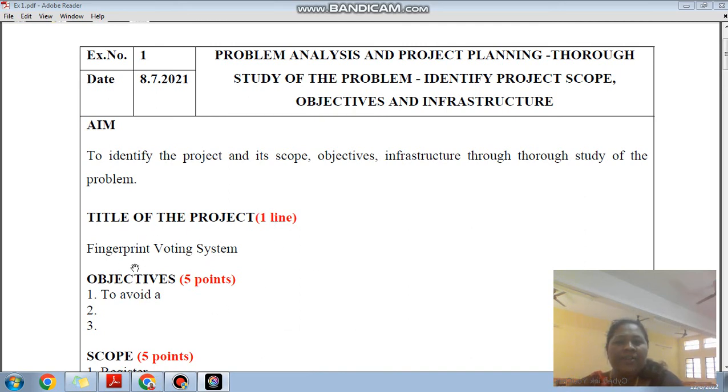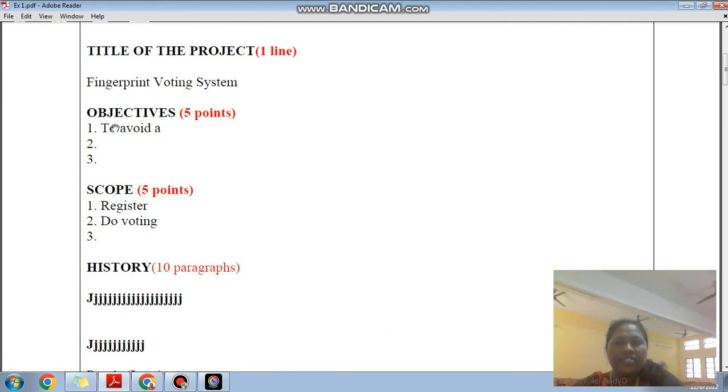So, for example, here they have mentioned a fingerprint voting system. As per this, form a short title for your project. And then objectives. So here you have to identify what's the main aim of this particular project. For example, for the fingerprint voting system, the main objective is to allow the user to vote, and based on the data you have to make them eligible, and then only they can go for voting.